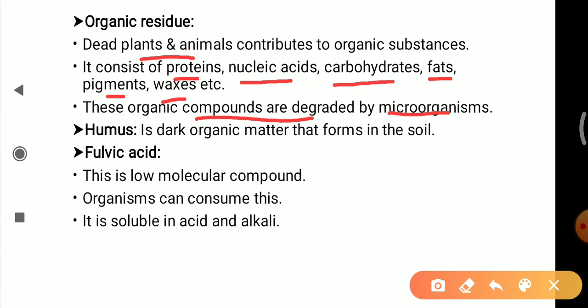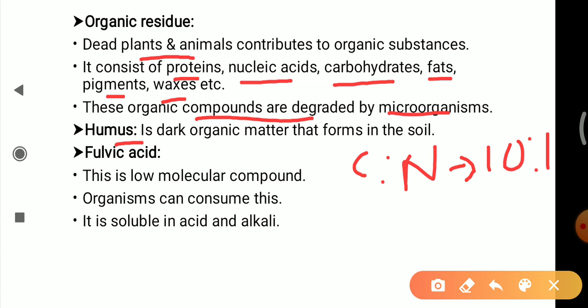Now we will see humus. What is humus? It is a dark organic matter that forms in the soil when dead plants and animals break down further through the action of microorganisms. Humus consists of many nutrients that improve the health of the soil. In humus, the ratio of carbon to nitrogen is 10 to 1.